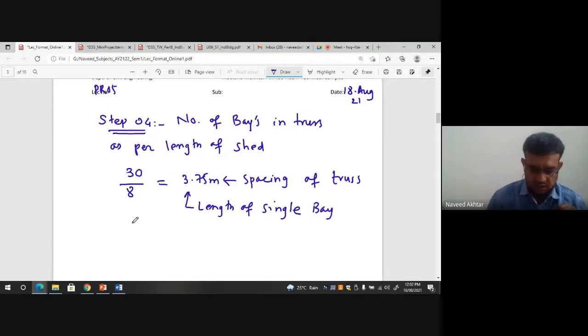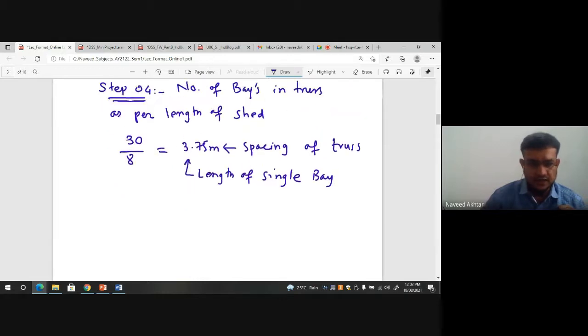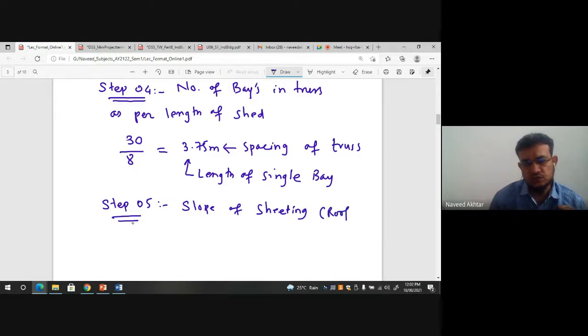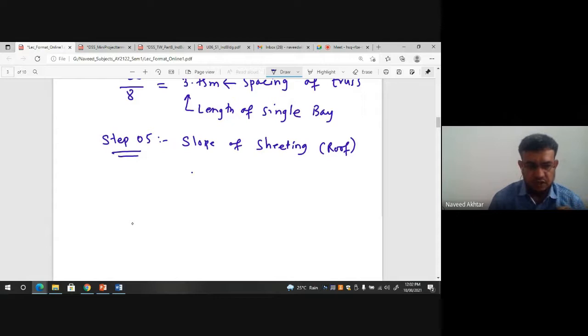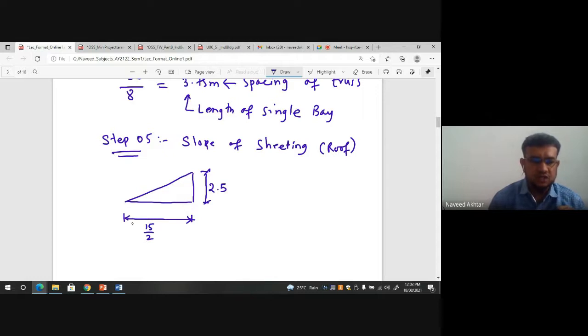Step number 5 depends on the slope angle. Find out the slope for sheeting or level. If I draw the half portion of your truss, this is your truss, and this rise is, considering step number 1, 2.5 meters, and half of the span is 15 by 2, that is 7.5 meters. So this is the slope theta.